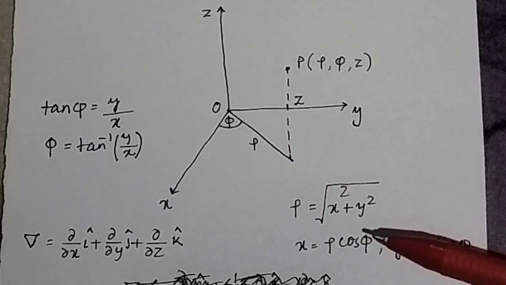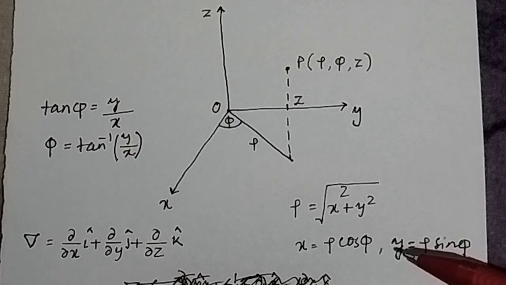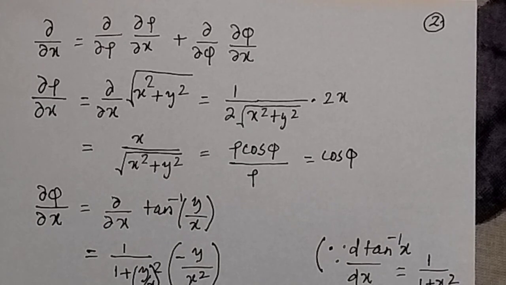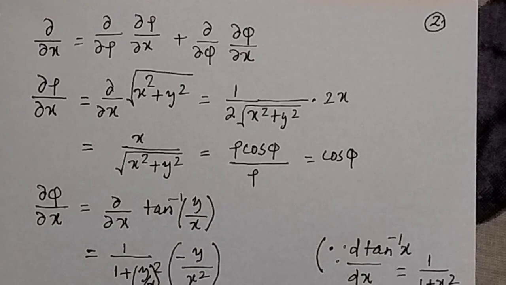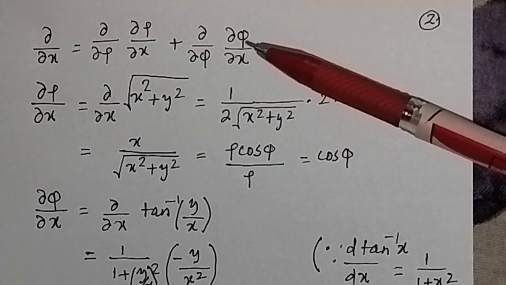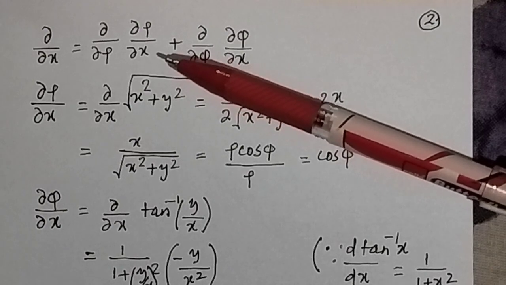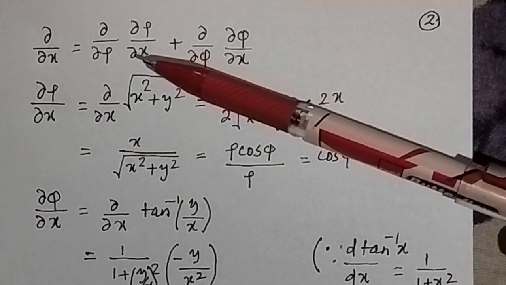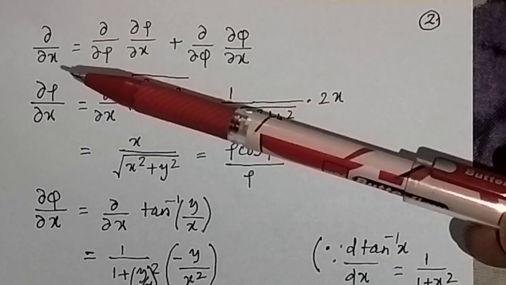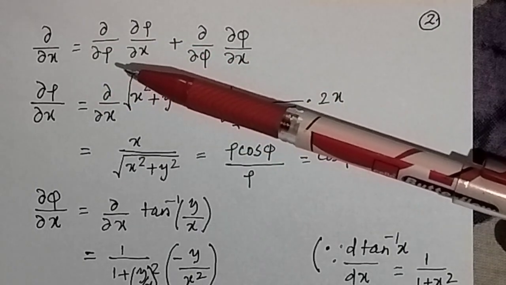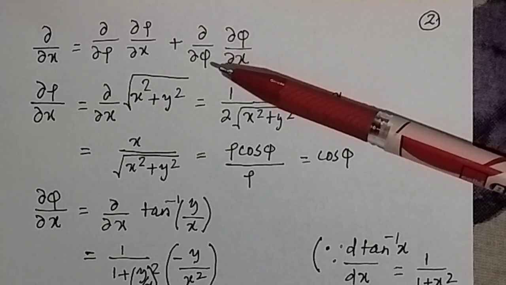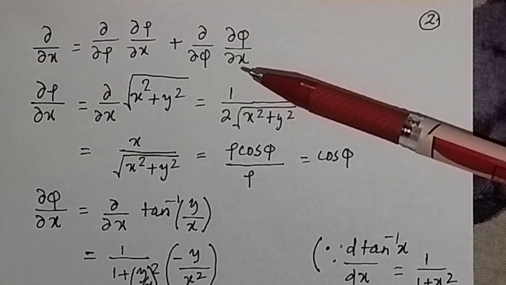These values we will substitute, so you have to remember the values of x, y, rho and phi. To find the del operator in cylindrical coordinates, we represent the partial derivative in terms of rho and also in terms of phi, because here the coordinates are rho and phi. So you take the partial derivative with respect to rho and also with respect to phi, and you represent the partial derivative with respect to x like this: partial derivative with respect to rho times partial derivative of rho with respect to x, plus partial derivative with respect to phi times partial derivative of phi with respect to x.